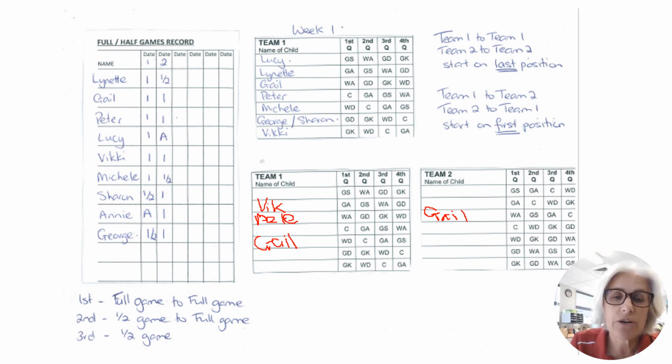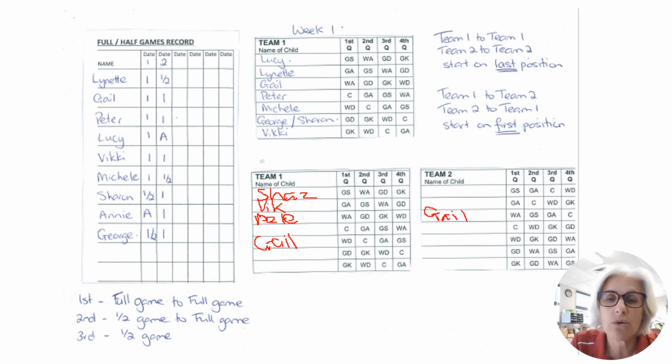So Sharon had a half game, and you have a look, she did wing D centre. So let's have a look at something that doesn't contain wing D centre that could be quite good for Sharon. So I could actually put Sharon up the top here. Lovely, Sharon, because there's no wing D centre there.